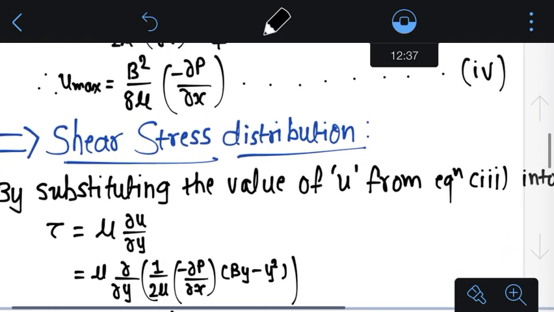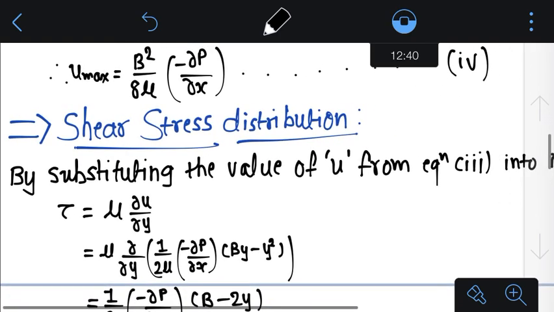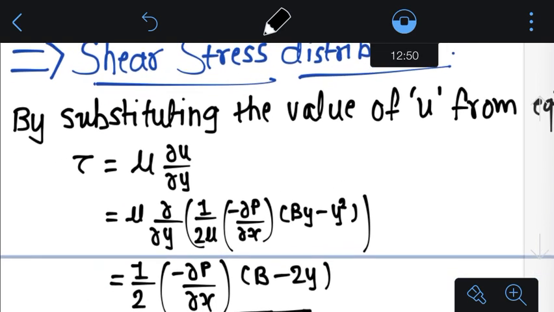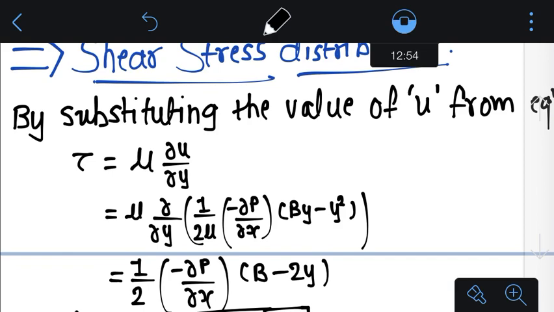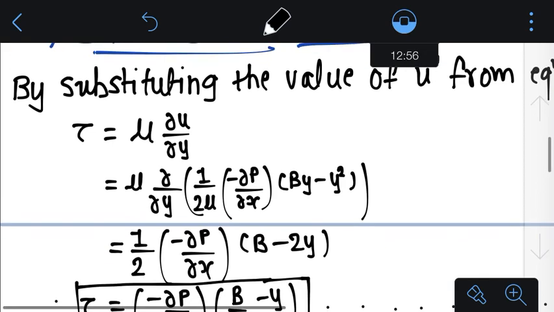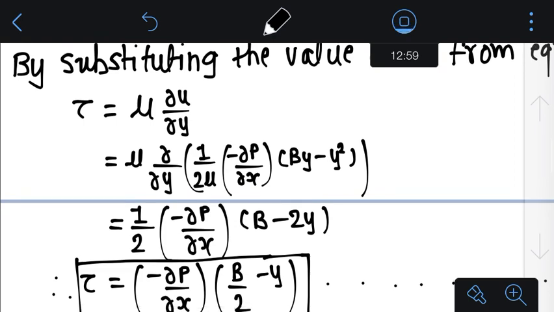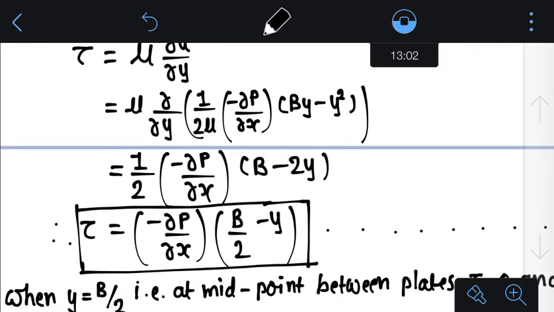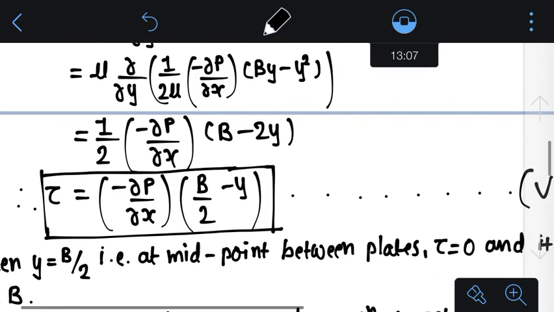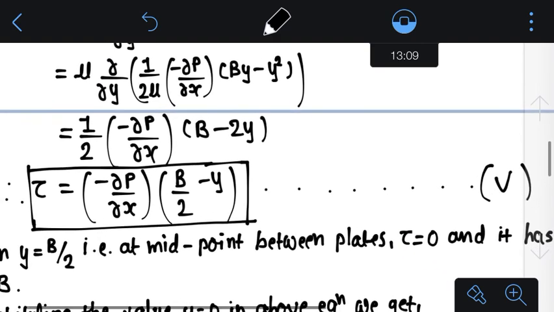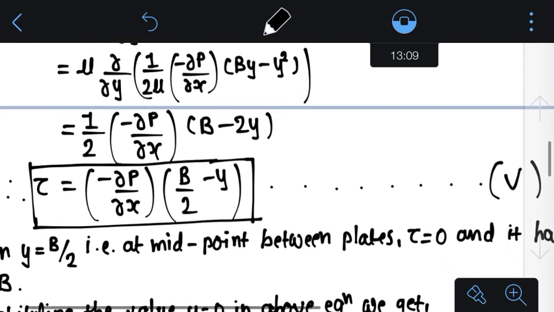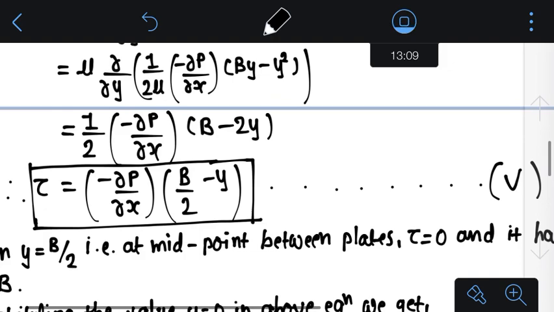For shear stress distribution, we can again use the law of viscosity, that is Newton's law of viscosity, the equation tau equals mu into ∂u upon ∂y. We can substitute the value of u, that is the velocity, in this equation to get the final value of tau, that is shear stress. If we do that, tau would be equal to, after simplifying, minus ∂p upon ∂x into (b by 2 minus y). So this is the general form of your shear stress, and this is how your shear stress is going to distribute across these two fixed parallel plates.